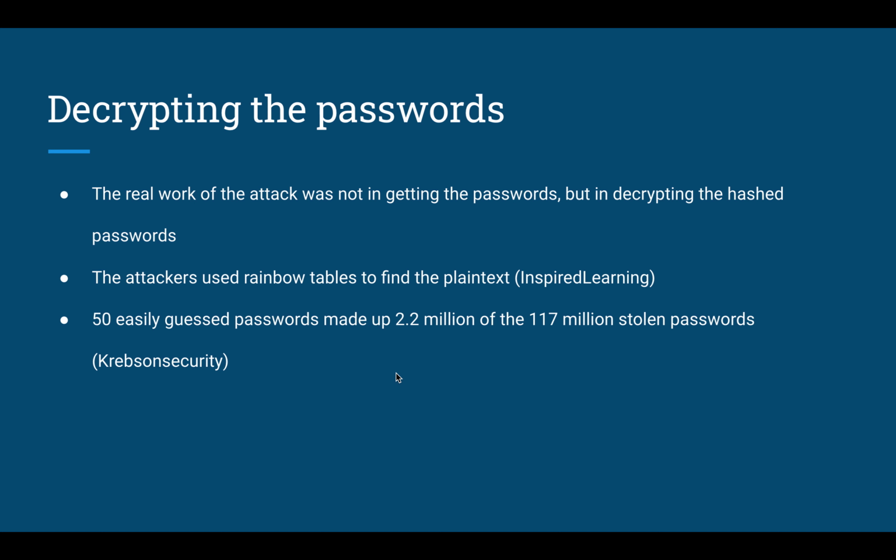Now on to decrypting the passwords. The real work of the attack and its consequences came after the passwords were actually stolen. The passwords were not stolen in plaintext form, as they never are stolen in plaintext form. They're always stored in a hashed version. Nikulin essentially had hundreds of millions of hashed passwords using the SHA-1 algorithm. This was a standard developed by the National Security Agency. It's essentially a function that takes an input and produces a 160-bit hashed message digest.